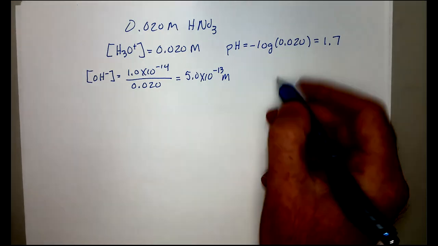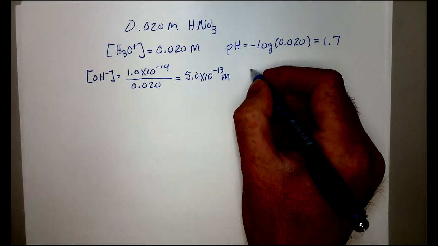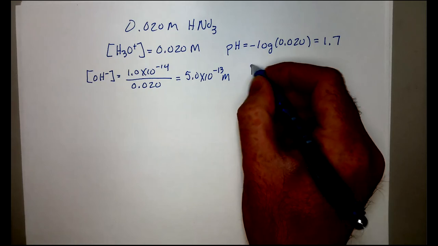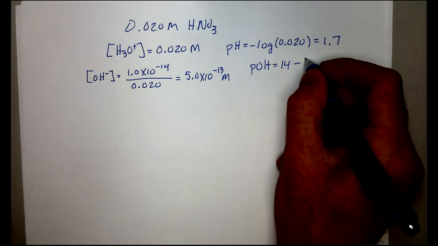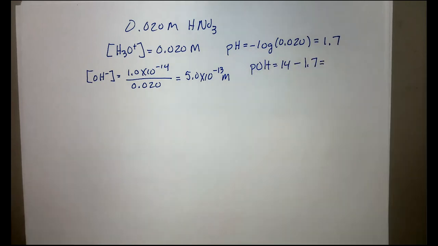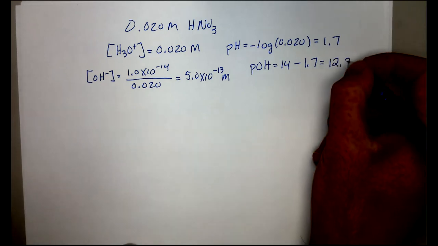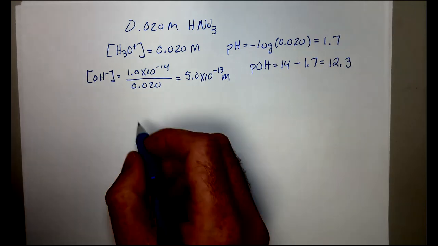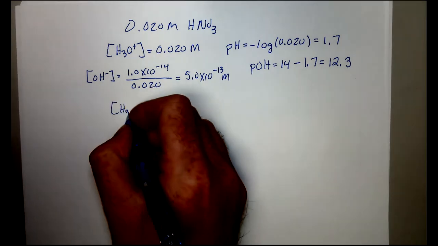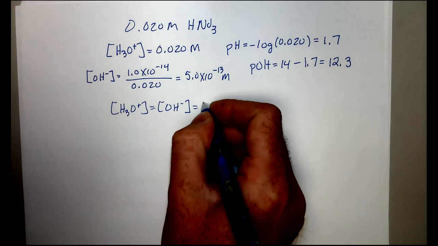Now at this point, I've really got two ways to get at the pOH. It'll be simpler to get it from the pH. So remember, the sum of those two is 14, so pOH is going to be equal to 14 minus the pH, which is 1.7, which will be 12.3.